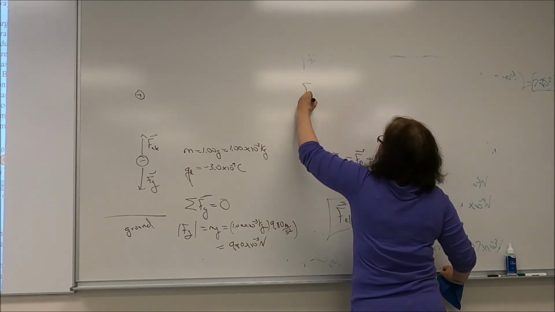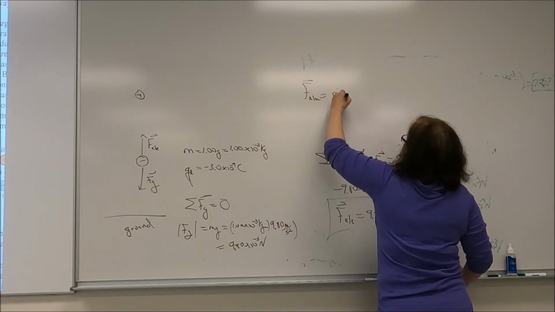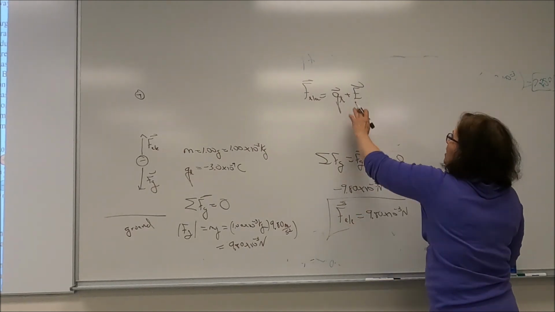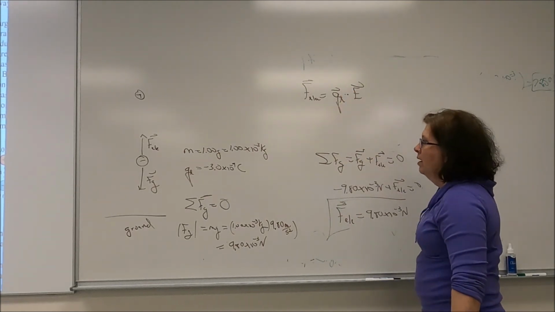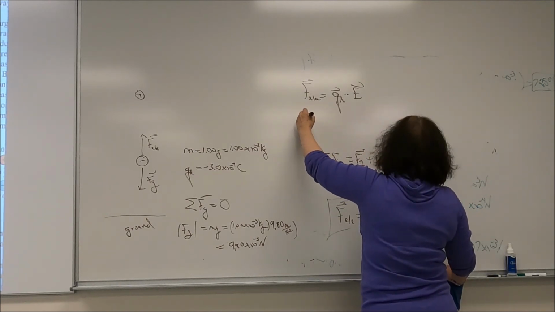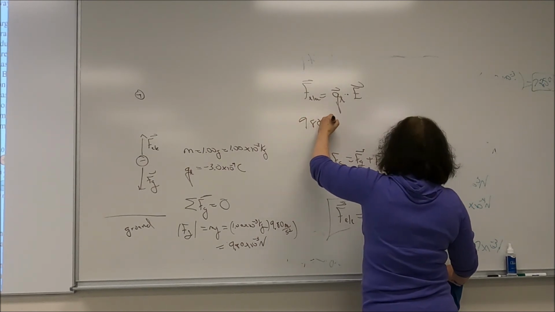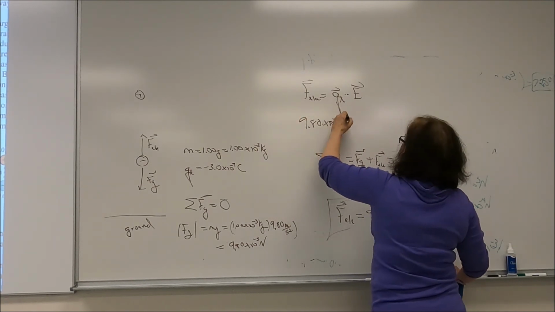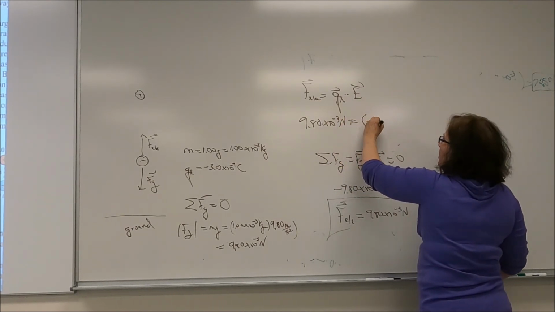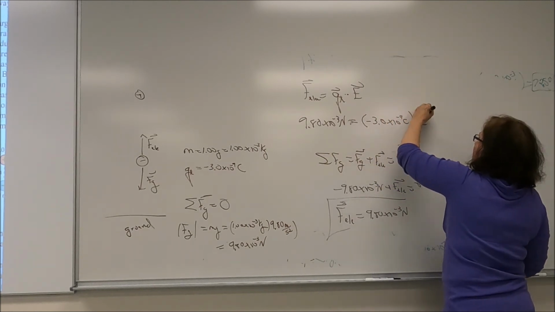Force electric equals Q test, plus, times E. And we're just looking for the strength and direction of the electric field. Force electric is in the positive direction. It's 9.80 times 10 to the minus 3 newtons. And that has to equal the charge, minus 3.0 times 10 to the minus 9 coulombs, times E.